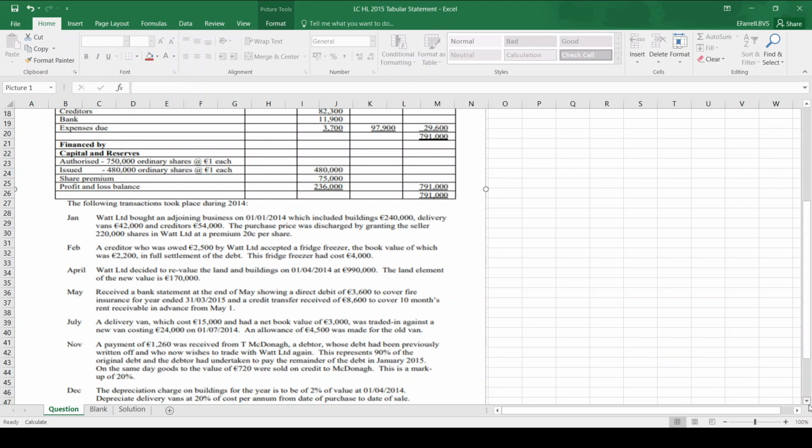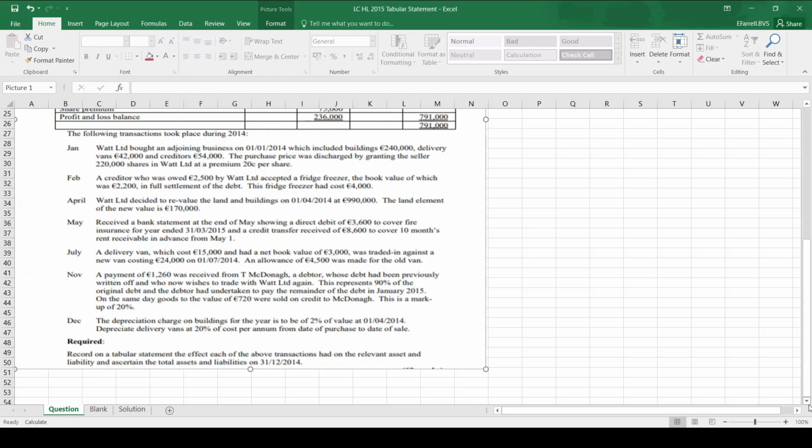November. We received a payment of $1,260 from McDonough, a debtor who had previously been written off and now wishes to trade with Watt again. This represents 90% of the original debt and he is going to pay us the remainder, the other 10%, in January 2015. Because he is now going to pay us, we sold him goods on the same day to the value of 720, and this was a markup of 20%.